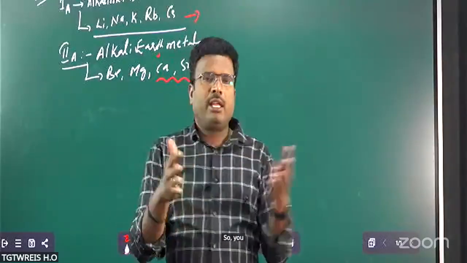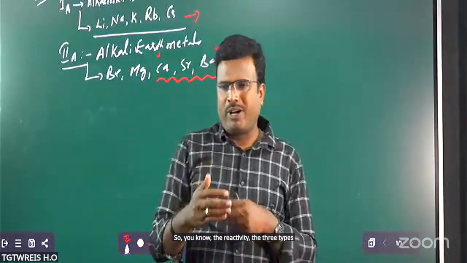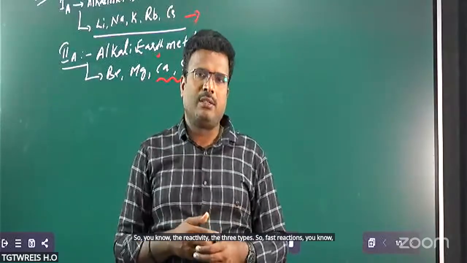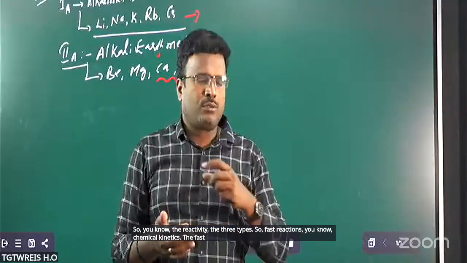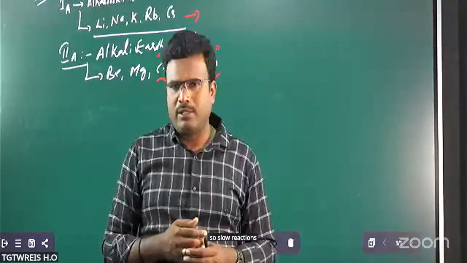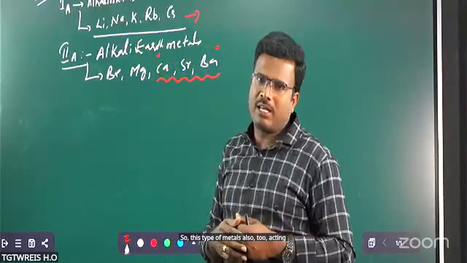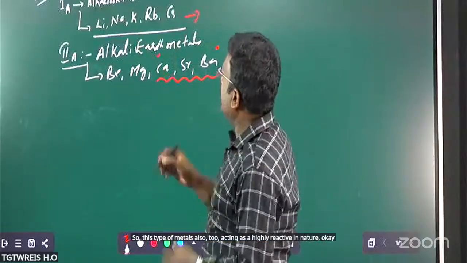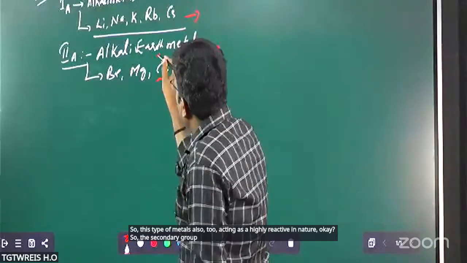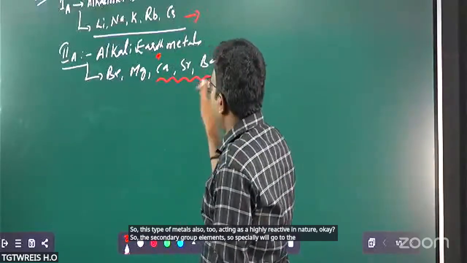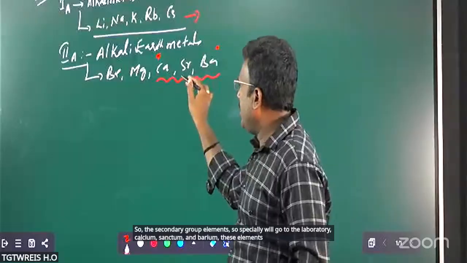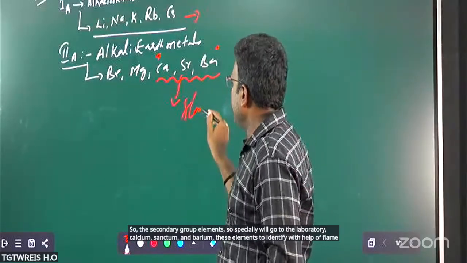You know the three types of reactivity: fast reactions, slow reactions, and moderate reactions, as in chemical kinetics. These metals act as highly reactive in nature. For the second A group elements, especially in the laboratory, calcium, strontium, and barium are identified with the help of the flame test.